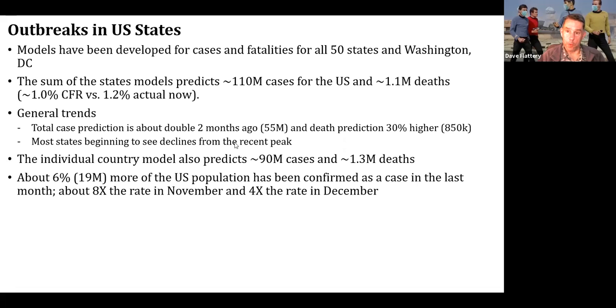And as you'll see in the individual state data, most states are beginning to see declines. Not all of them, but most of them. The individual country model predicts about 90 million cases and 1.3 million deaths. So similar kinds of numbers, a little bit higher CFR for the individual country model. To put it into perspective, about 6%, so 19 million people of the U.S. population, have been confirmed as a case in the last month. That's about 8 times what it was in November and about 4 times what it was in December. So January was the month of lots of cases.